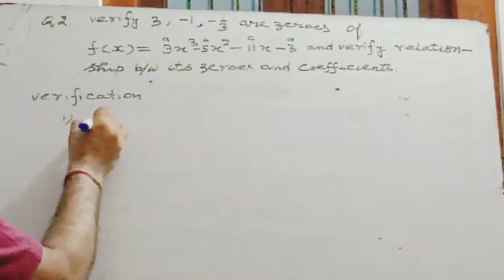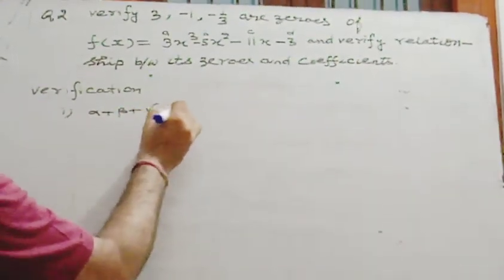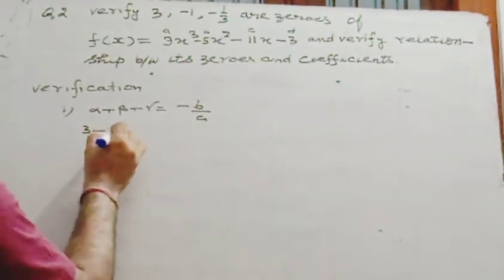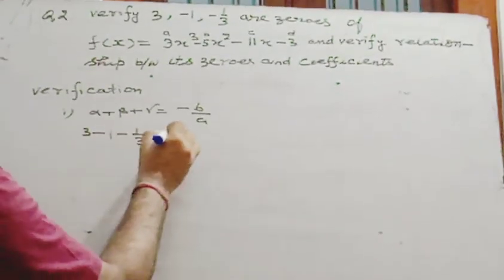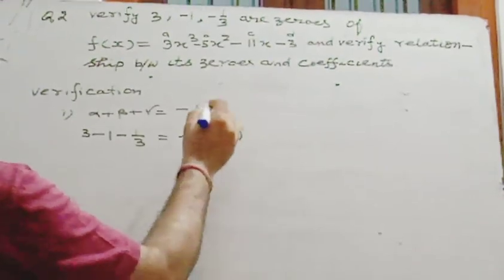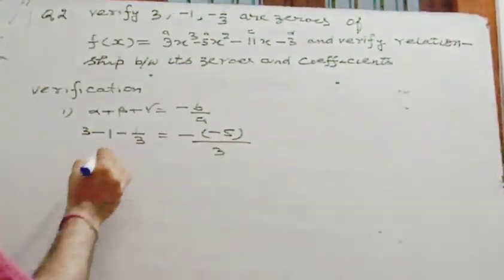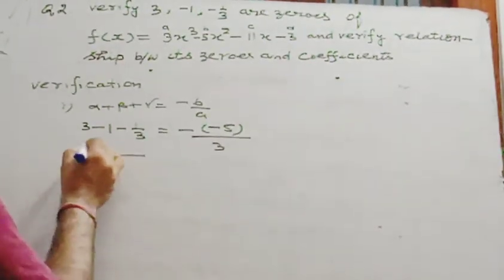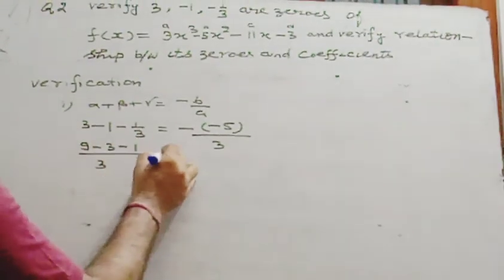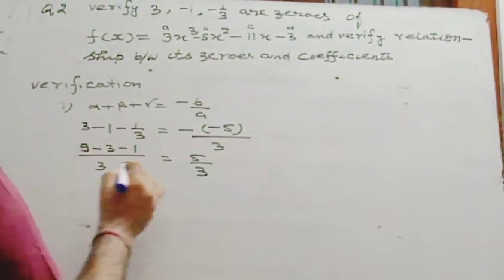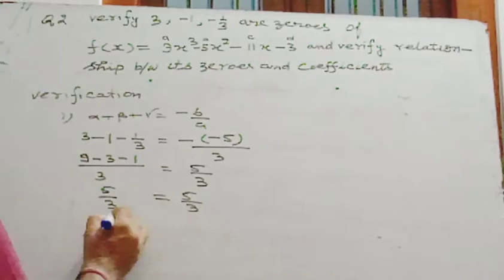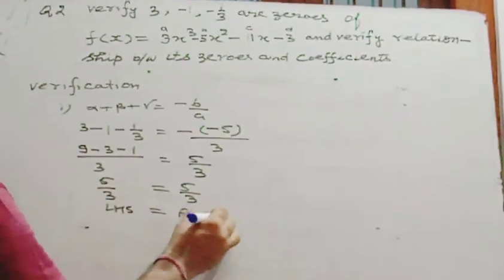The first: alpha plus beta plus gamma is equal to minus b by a. Alpha is 3, beta is minus 1, gamma is minus 1 by 3, equal to minus b by a. b is minus 5 and a is 3. Taking LCM on the left side, 3 3s are 9, minus 3 minus 1, 5 by 3 is equal to 5 by 3. Left hand side is equal to right hand side.